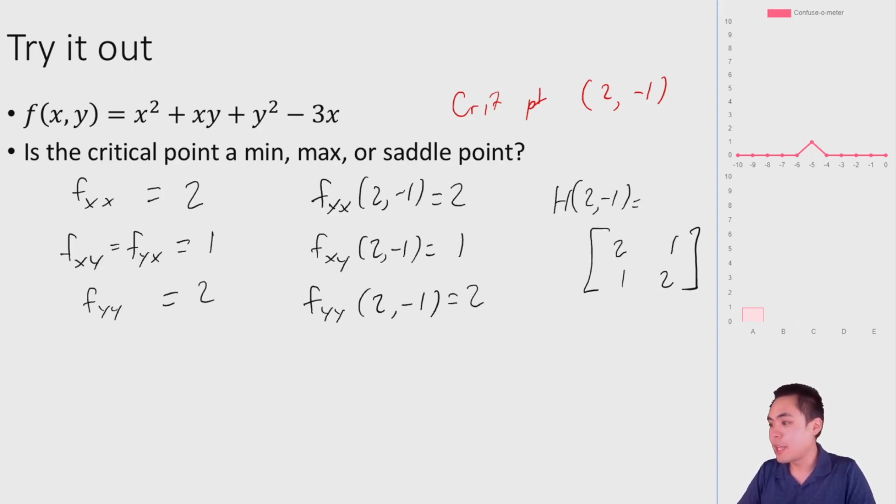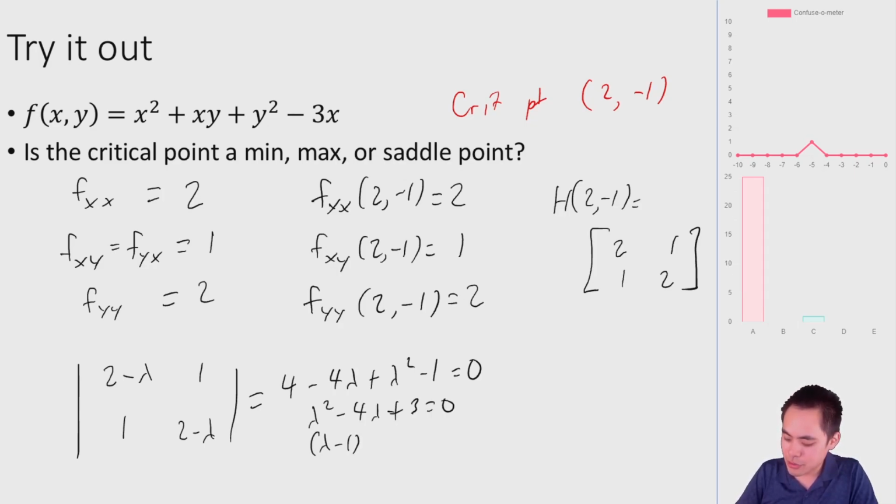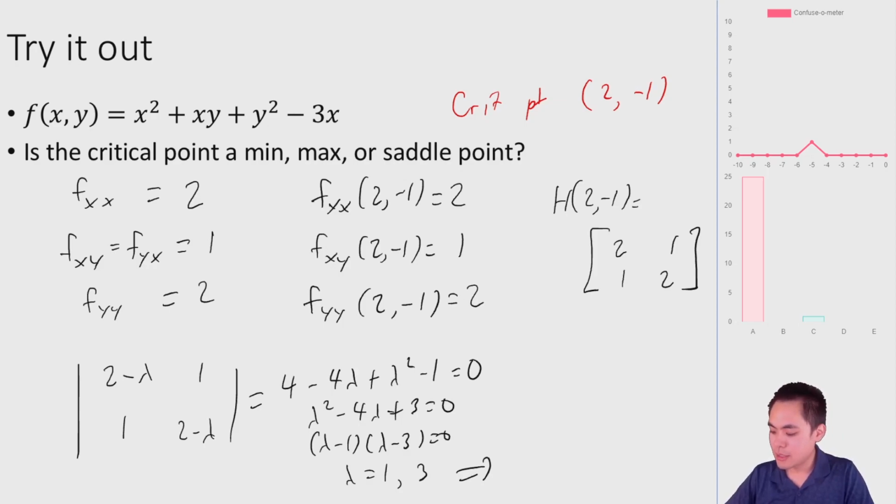Now we want to find the eigenvalues of this matrix. So that's going to be the determinant of 2 minus lambda, 1, 1, 2 minus lambda. That's equal to 4 minus 4 lambda plus lambda squared minus 1 equals 0. Lambda squared minus 4 lambda plus 3 equals 0. We've solved this one before. Lambda minus 1 times lambda minus 3 equals 0. Lambda is equal to 1 and 3.